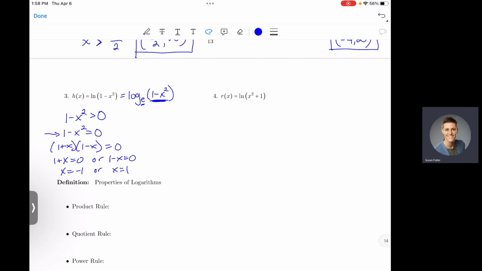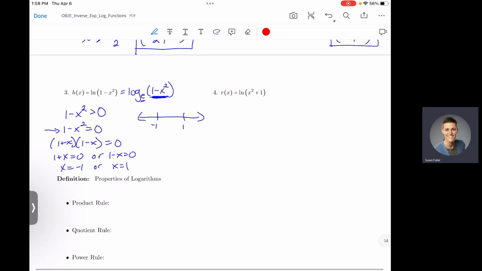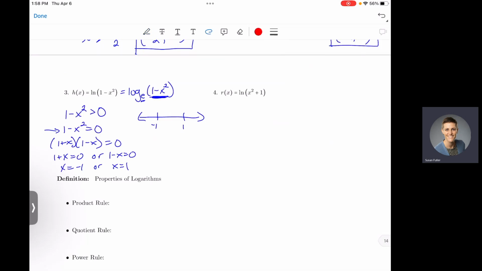If you wanted to, you could also add x squared up here and then take the square root of both sides. Just don't forget your plus and minus to get these two values. Once we get these two solutions, we're going to put them on a number line, and we are going to test values. So I'm just going to pick some numbers here: x equals -3, x equals 0, and x equals 2.